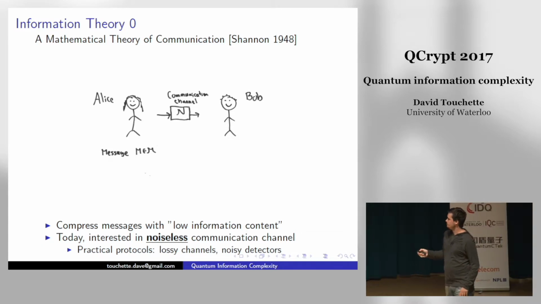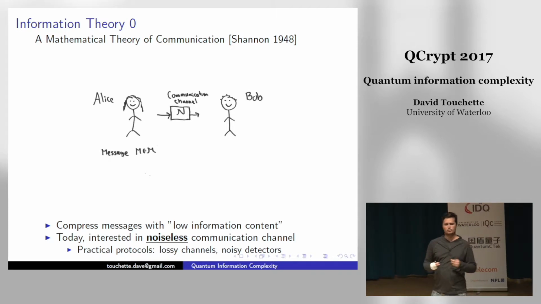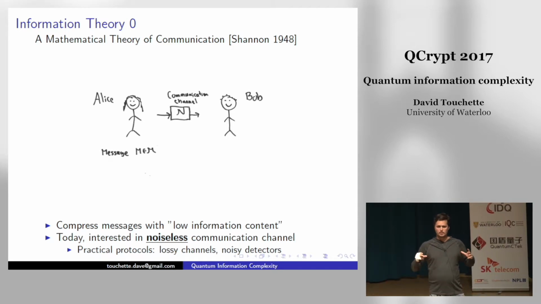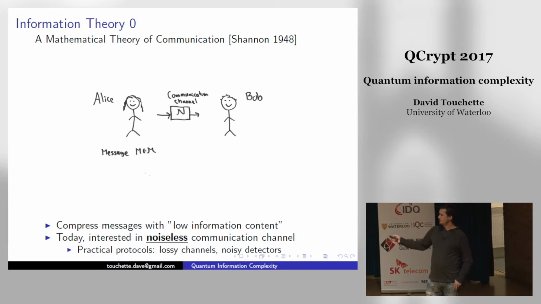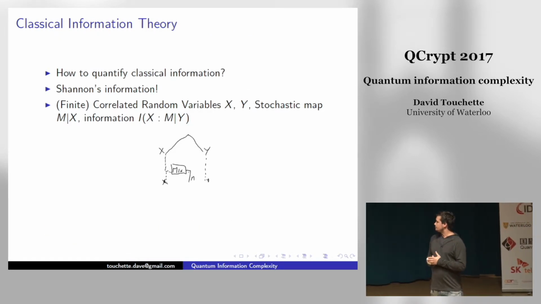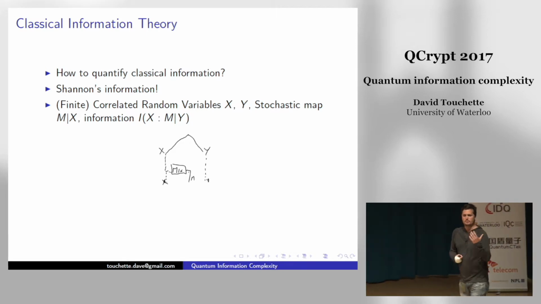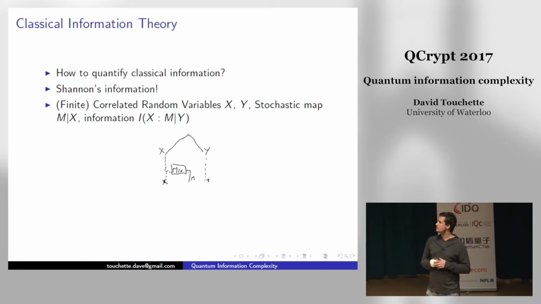Okay. But then even if they have access to a noiseless communication channel, if Alice's message has low information content, before transmitting it to Bob, she would like to compress it down to its information content. Okay. But then what do we mean by information content for such a message, like in the setting of source compression? Well, so that's the first question we're wondering. So how to quantify classical information? Okay, so an often appropriate way to do this is with Shannon's information.